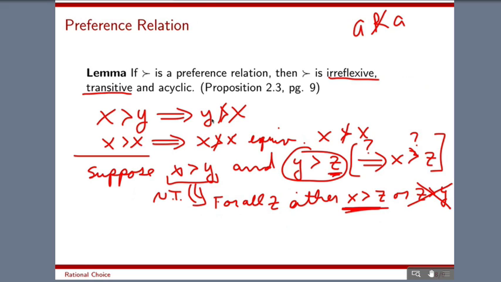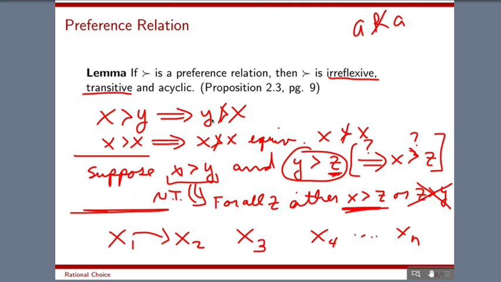To see that the relations are acyclic, that's straightforward given transitivity and irreflexivity. So suppose we have a sequence of objects, x1, x2, x3, x4, and so on down to xn. If x1 is strictly preferred to x2 and x2 is strictly preferred to x3, by transitivity, this means that x1 is strictly preferred to x3. Now, by asymmetry, since x1 is strictly preferred to x3, it cannot be the case that x3 is strictly preferred to x1.